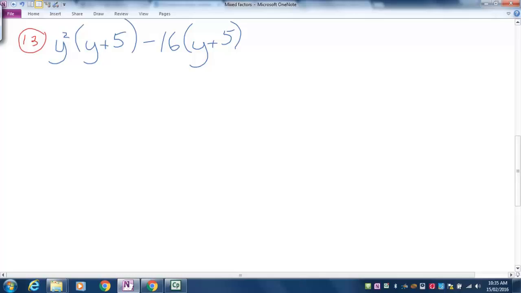For number 13, again this one looks quite a bit harder than it actually is. Try not to expand unless absolutely necessary. What you need to recognise is that I have a pair of repeated factors there. So when I have repeated factors, I write those factors in my first set of brackets, and then in the second set of brackets you write what's left over.